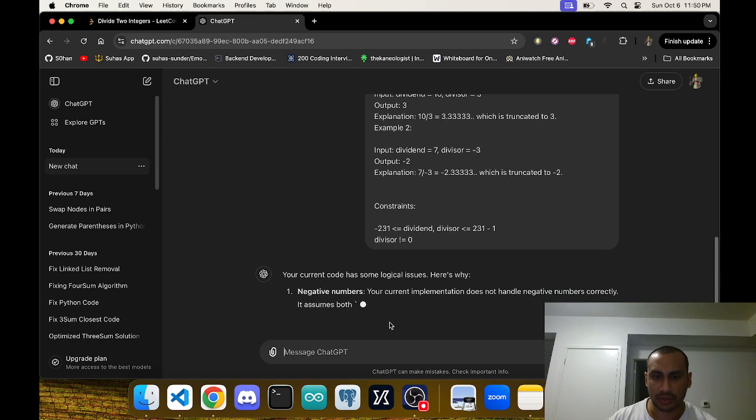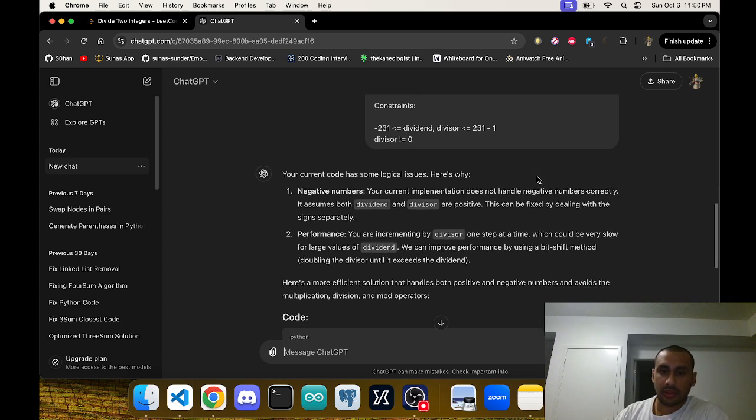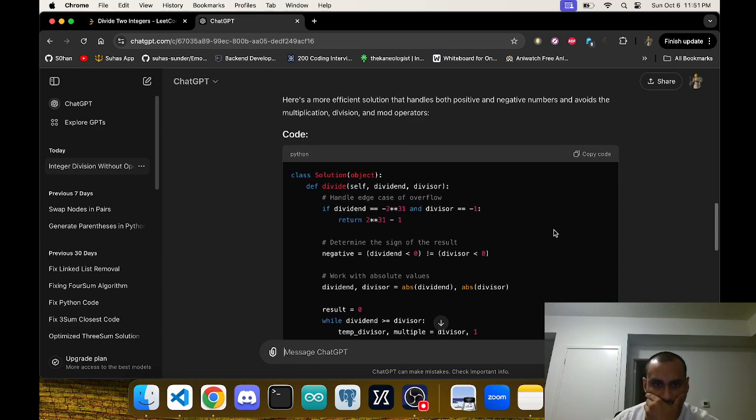Your current code has some logical issues. Negative numbers. Your current code does not handle negative numbers correctly. It assumes both dividend and divisor are positive. This could be fixed by dealing with the signs separately. You're incrementing the divisor one step at a time, which could be very slow for large values. By using a bit shift method, doubling the divisor until it exceeds the dividend. Okay. I was just trying to do that because it said we couldn't use the multiplication operator.